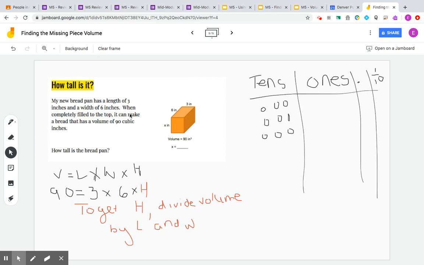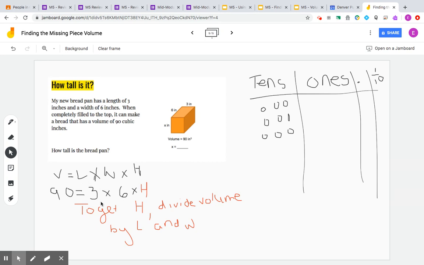We have a bread pan. We know that the bread pan is 3 inches long. I put that into my equation: volume equals length times width times height. My length is 3, my width is 6, and my height, I don't know, but I do know that my volume is 90. So, in order to find the height, I have to multiply, or not multiply, I'm so sorry.